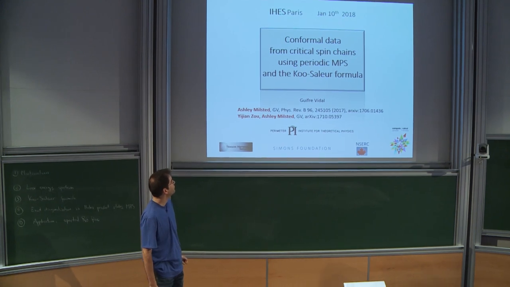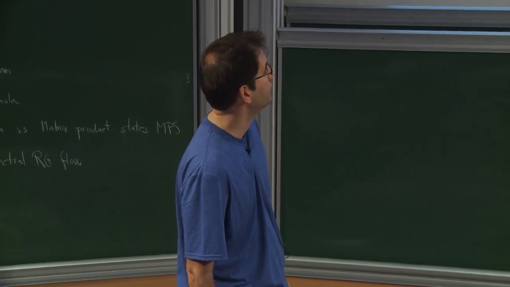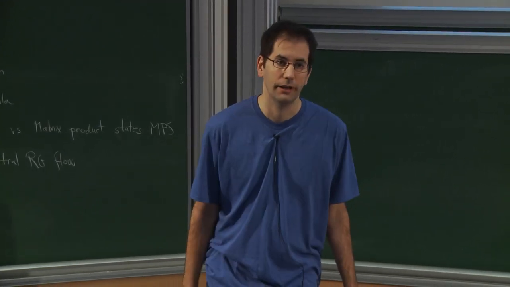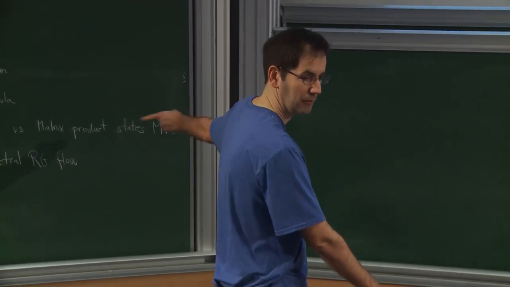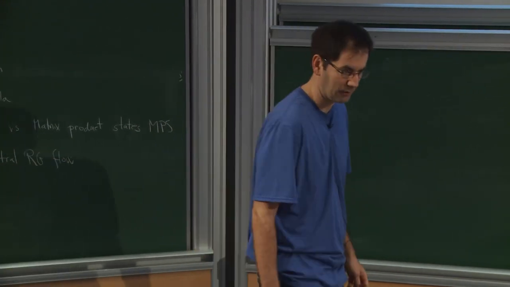I want to tell you about conformal data from critical spin chains using periodic MPS and the Koo-Saleur formula. And I prepared notes, so I'll be using the blackboard mostly, but I'll be going back to the slides whenever there is a plot.